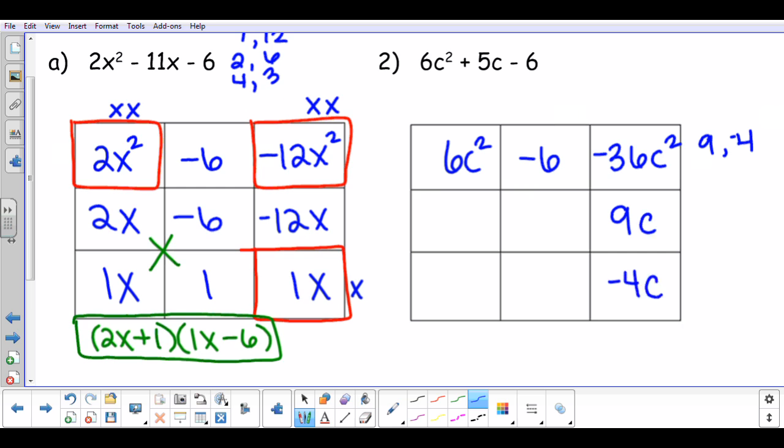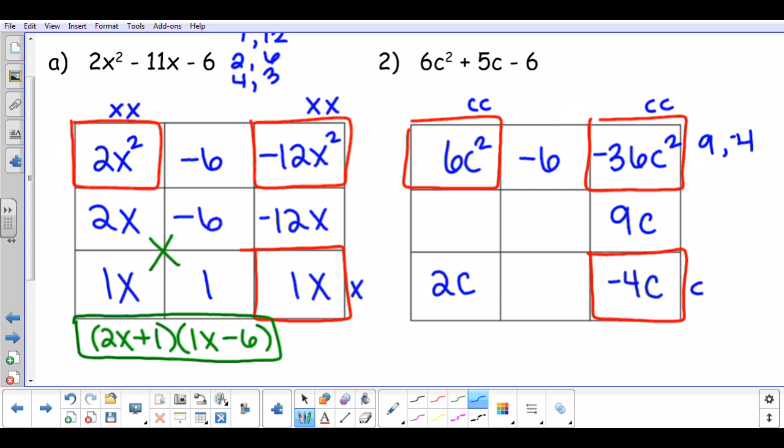Now I'm going to look at my three corners and see if I have anything in common. Between 6c squared, negative 36c squared, and negative 4c, I can start with the numbers and see what they share. I have a 6, a negative 36, and a negative 4. All three of them are even numbers, so all of them can be divided by a 2. And like in the previous problem, my top two corners have 2 c's, and that bottom corner has a 1c, so I'm always going to have at least one variable in common. So that last corner is 2c.